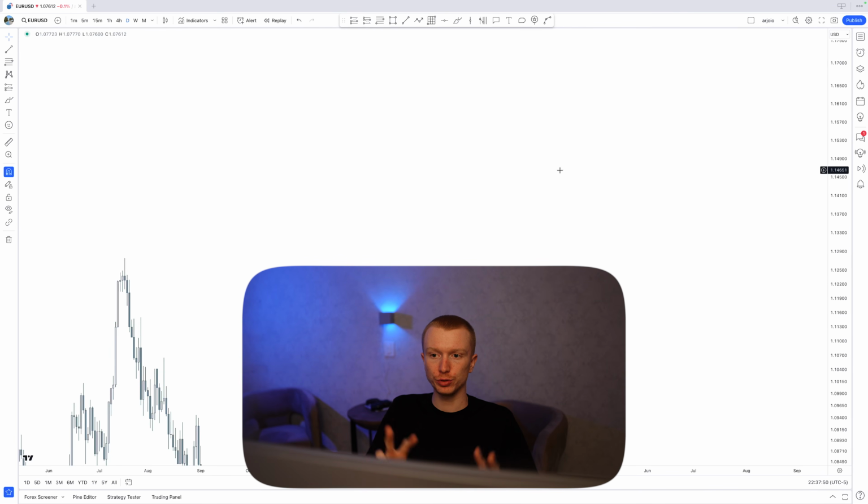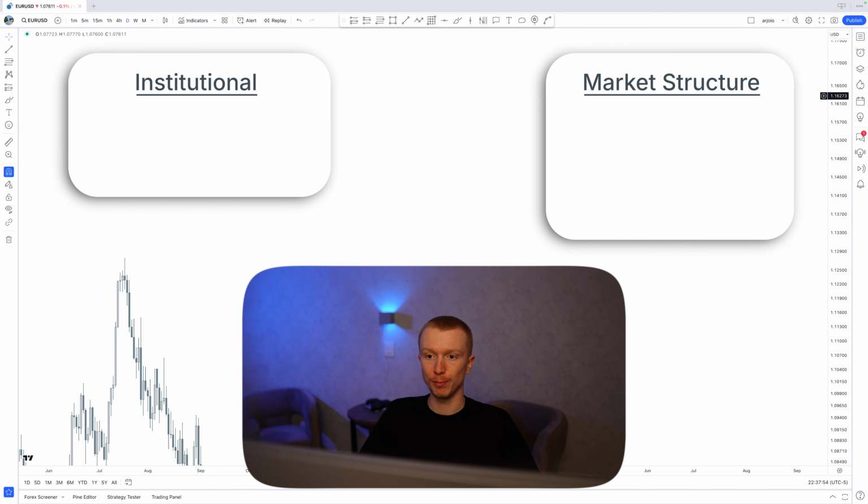Trading institutional market structure. I'll show you how it actually works. So in order for us to understand that, we need to be able to understand institutional and market structure. So we can put those in two sections, where on the left side we have institutional and on the right side we have market structure.